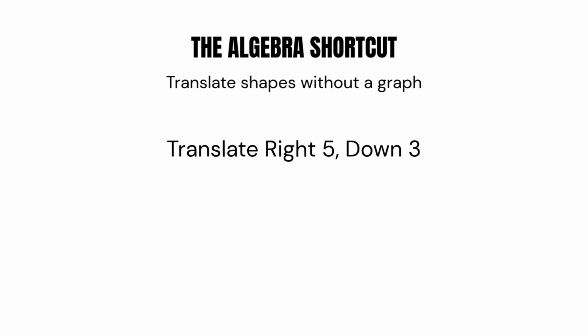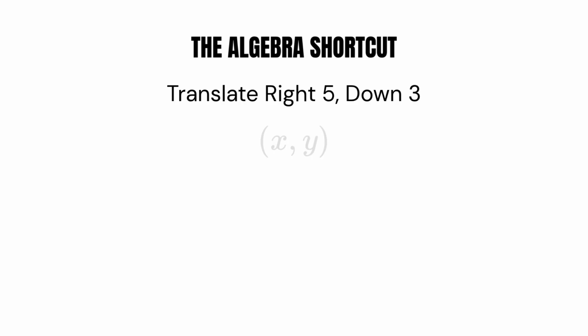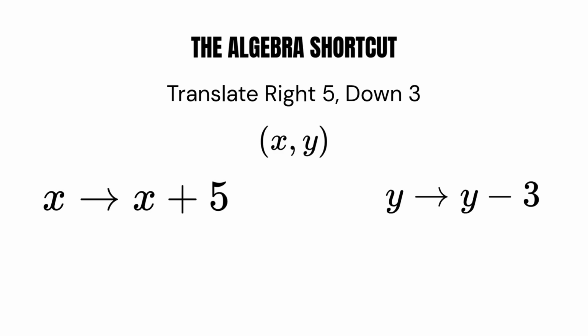Let's look at how this applies to our example from earlier. If we take any starting point with the coordinates x comma y and we want to translate it right 5 and down 3, we just apply our rules directly to the variables. Moving right 5 means we add 5 to the x, and moving down 3 means we subtract 3 from the y. This gives us a universal math rule that looks like this.